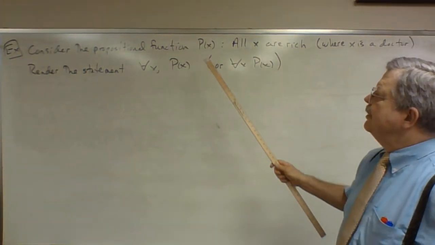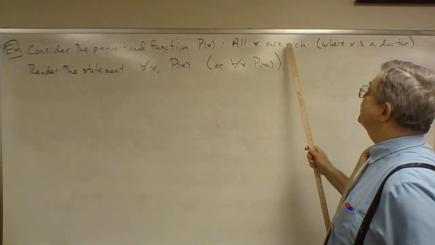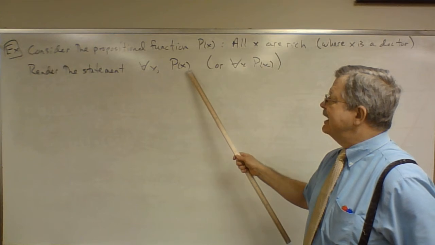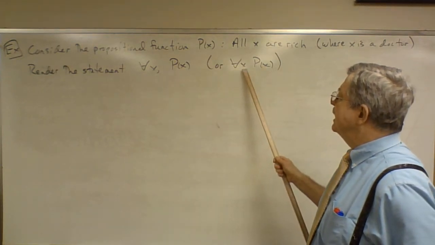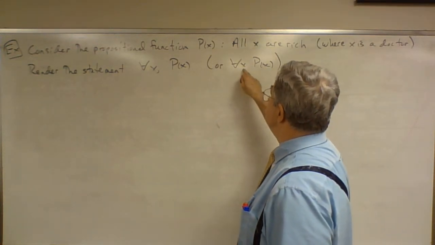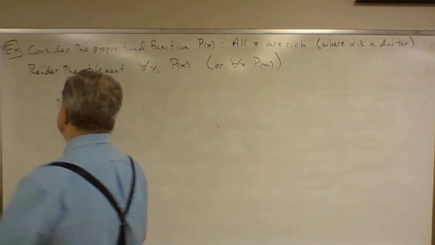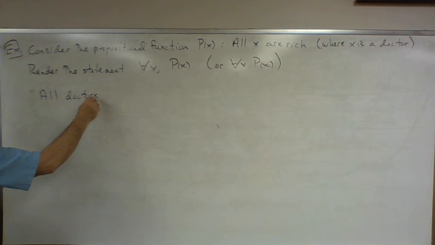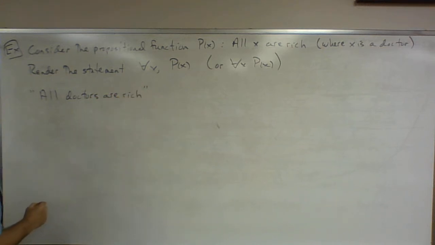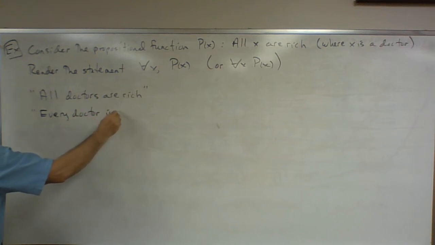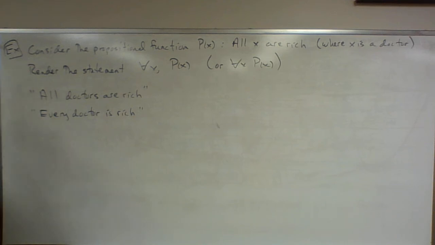Let's consider this. We have the propositional function p of x: all x are rich, where x is a doctor. And we want to render the statement for all x, p of x is true, or without the comma, for all x, p of x is true. Now, how are we going to do this? X is a doctor, so for all doctors, x is rich, or for all doctors, doctor is rich, or just all doctors are rich. Or every doctor is rich. I think these would be the two best renderings of this example.